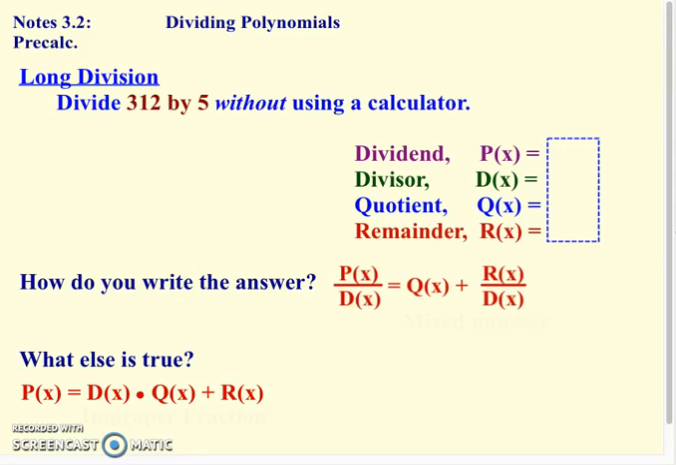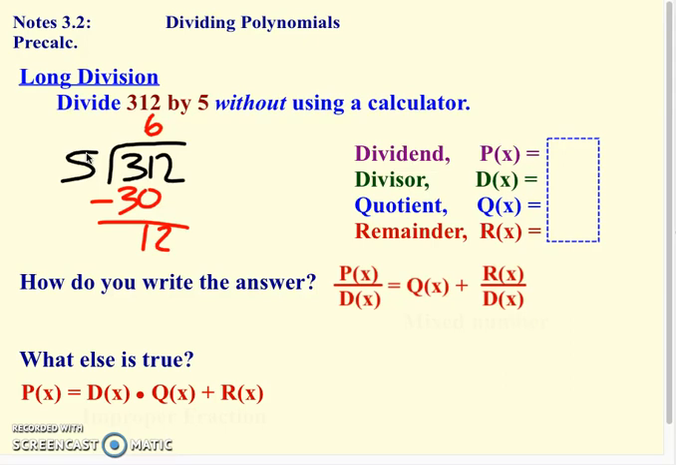So we'd start by getting it set up with 5 and 3/12. And then the first thing you do is start asking yourself a series of questions. So you'd say, well, 5 goes into 3, how many times? It doesn't. Okay, then you move over to the next term, 5 goes into 31, how many times? 6. Then you multiply 6 times 5, which is 30, subtract, bring your other number down, and you go again. How many times is 5 going into 12? Twice. Multiply, subtract.